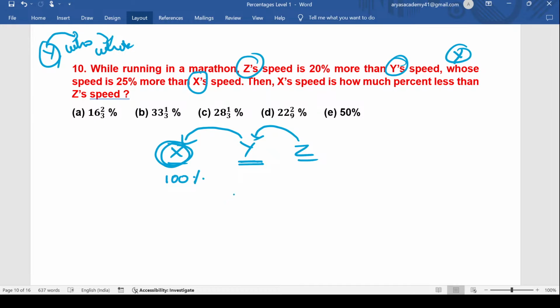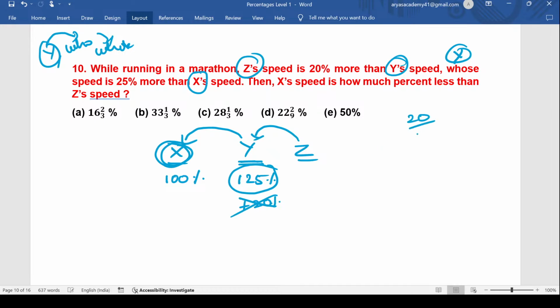Now, Y's speed is more. How much more? 25% more than X. So Y is 25% more than X, so it becomes 125. Now Z is 20% more than Y. Y value is how much? 125. So if they say 20% more than Y, I cannot directly add 20 to 125 and say the answer is 145. That is wrong.